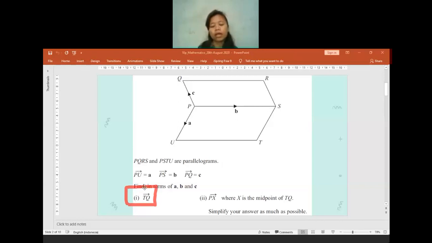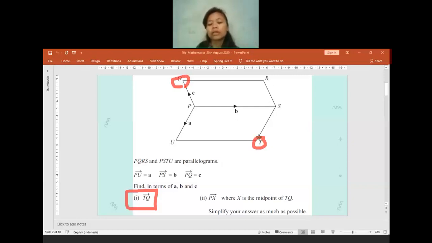Okay, anyone want to help me to find which way? So we start from T and then our finishing point is at Q. So maybe you can go T. Why is it P? My question is asking TQ. So it starts from T, finishes at Q, not PQ.